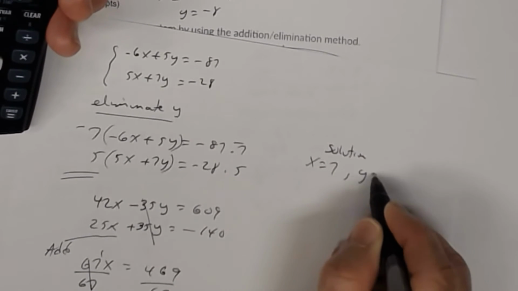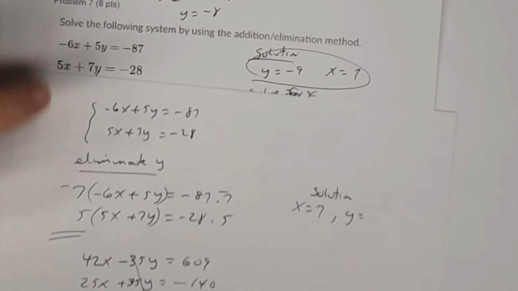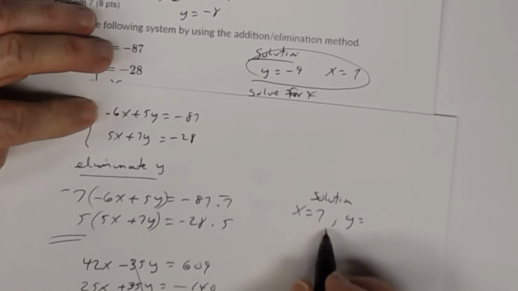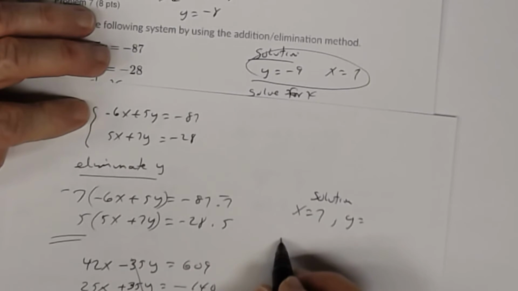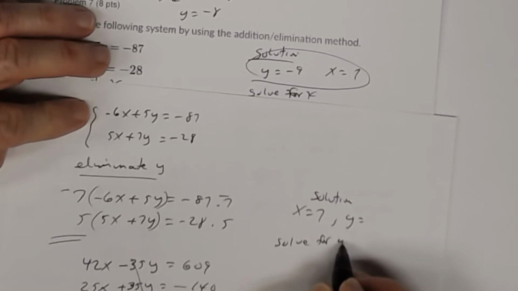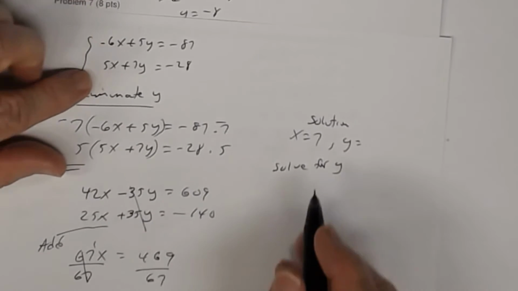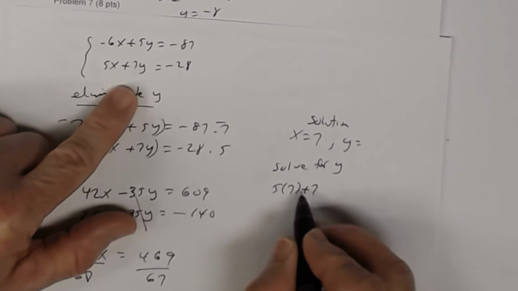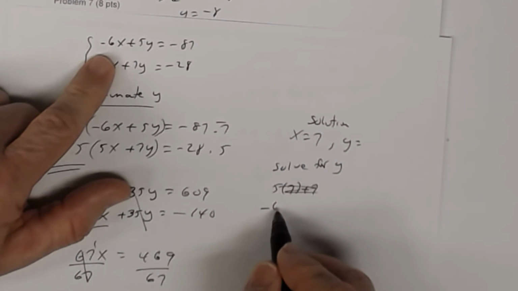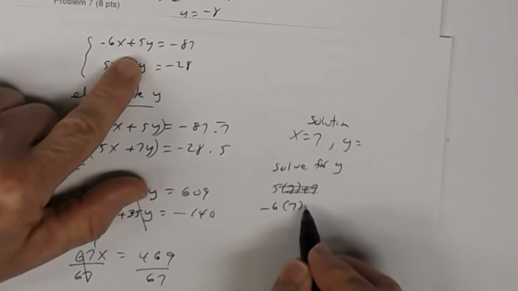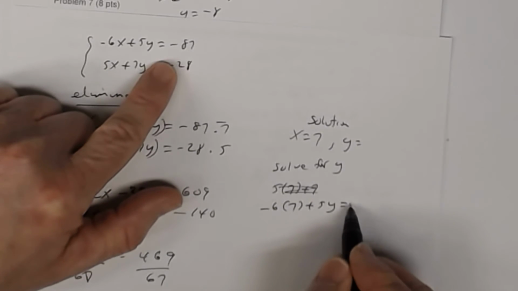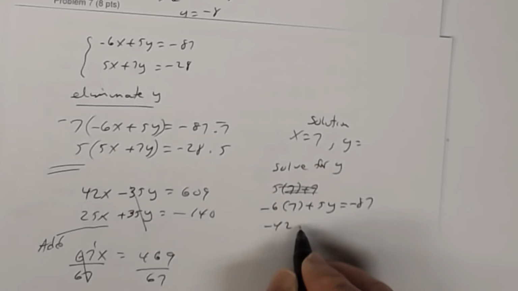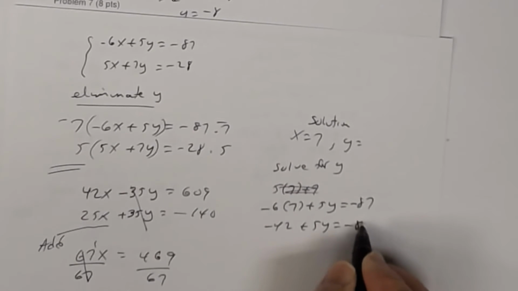Now we've got to find what y equals. Again, it does not matter which of these equations you use. I'm going to go ahead and use the first one this time. So if x is 7, we've got to solve for y. I get negative 6 times 7 plus 5y equal negative 87. Well, negative 6 times 7 is negative 42, plus 5y equals negative 87.